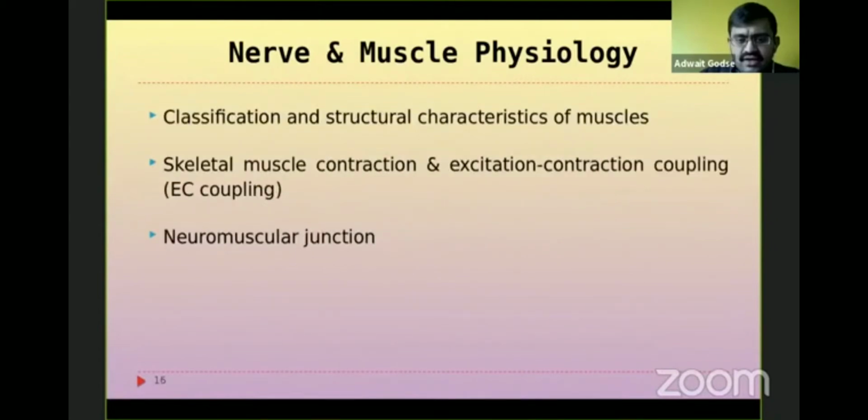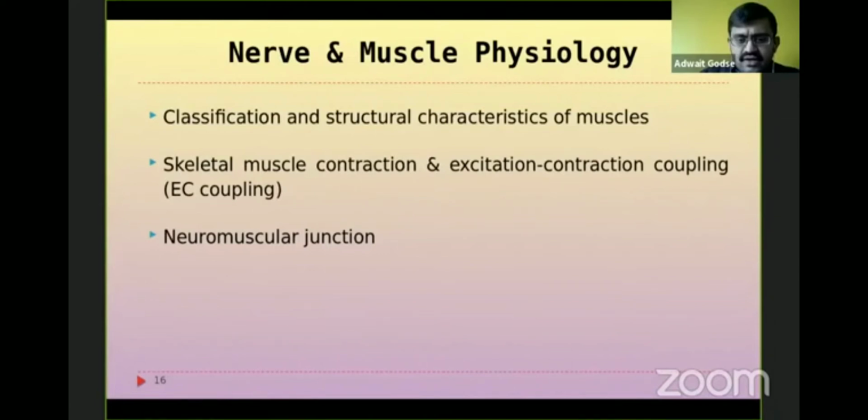So classification and structural characteristics of muscles. These things you have learned in 11th, 12th standard also. You know there is skeletal muscle, there is a smooth muscle, there is a cardiac muscle. Cardiac and skeletal muscle are striated muscles, whereas smooth muscles are non-striated. They're spindle shaped. Cardiac and smooth muscles are involuntary, whereas skeletal muscles are voluntary. Cardiac muscles possess intercalated discs, which are nothing but gap junctions, and that is why the whole cardiac muscle functions as one single unit. And this property of cardiac muscle to function as one single unit is called as syncytium. It is called as syncytium.